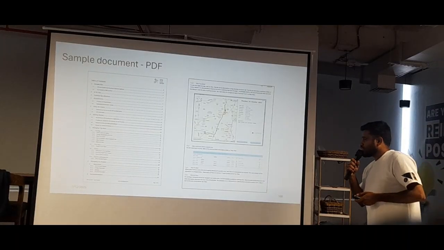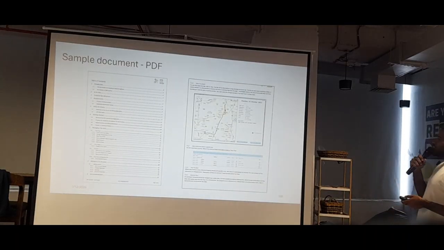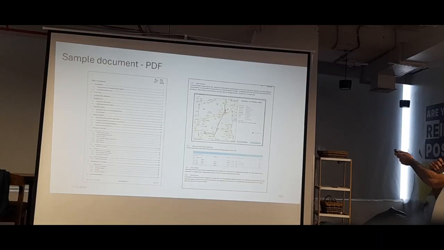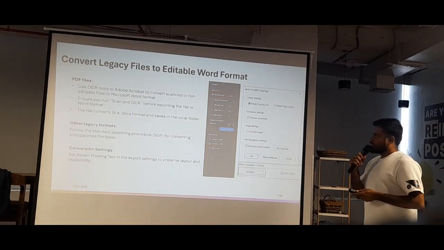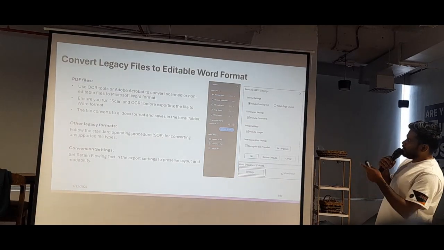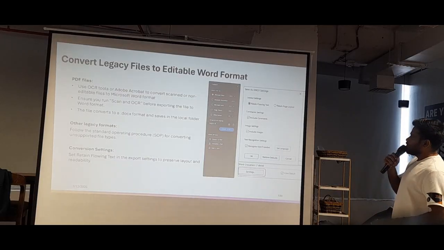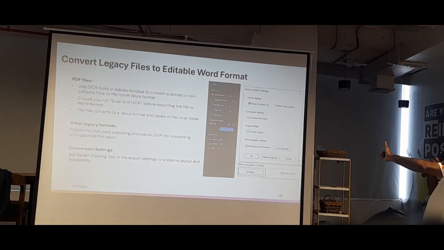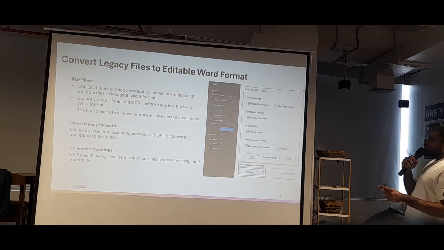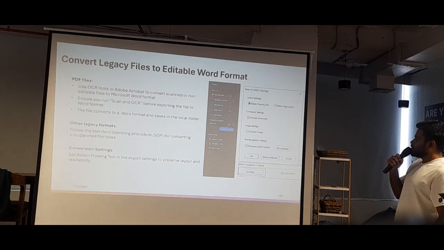For the use case, I took an open source PDF document from Google. You can see that the document already contains an image, a table, and a good hierarchy structure. The very first step is to convert the legacy file into editable Word format. For PDF, the most preferable tool is Adobe Acrobat, which contains an OCR tool. If you have any other OCR tool, you can use it too.